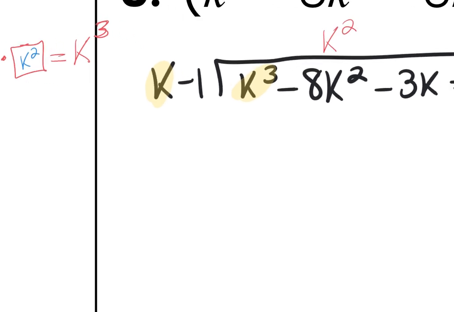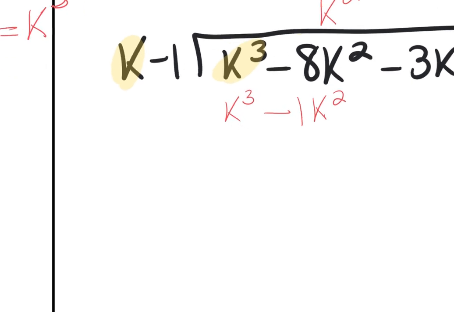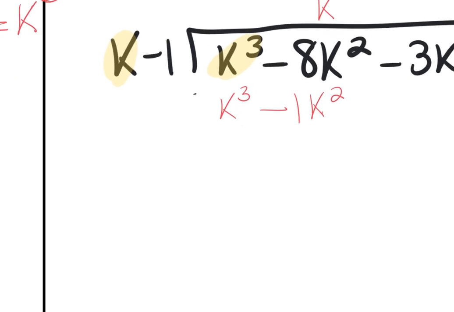Now I do the multiplication. So I'm going to do k squared times k. That's k to the third. I'm going to do k squared times negative 1. So I'm going to say minus 1k squared. I'm going to put the 1 in front of it. You'll see we have to subtract next. So after you multiply, now you subtract. Remember, I'm using that set of parentheses so I don't mix up my signs. So k to the third minus k to the third cancels out. Good, we want that to happen. That first term has to go away.